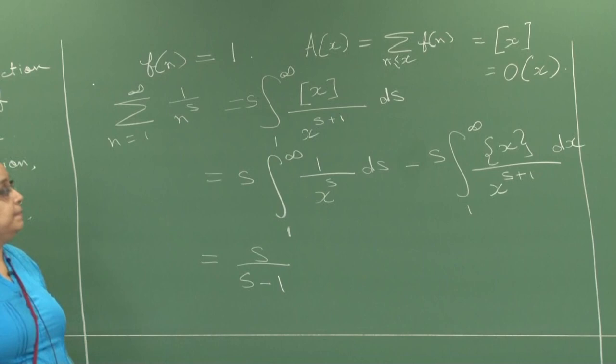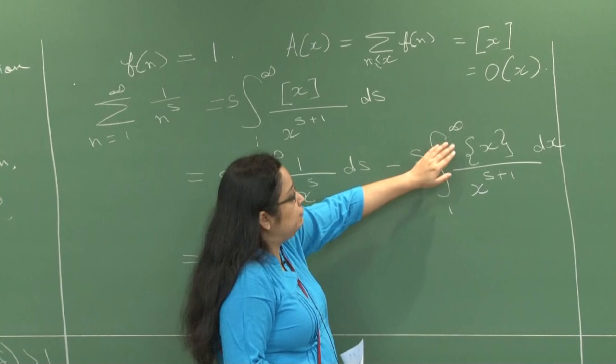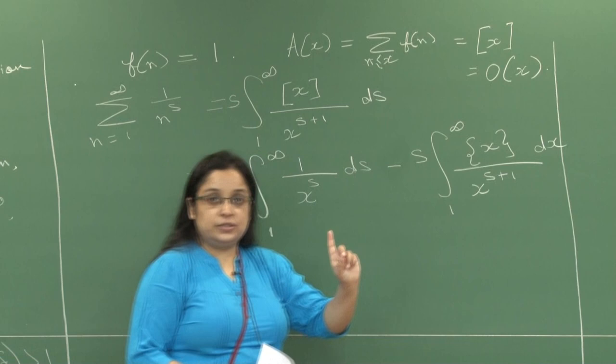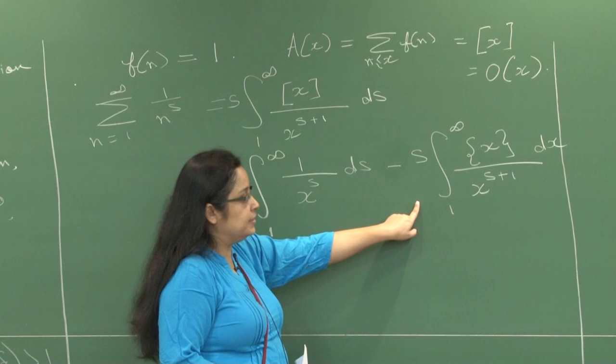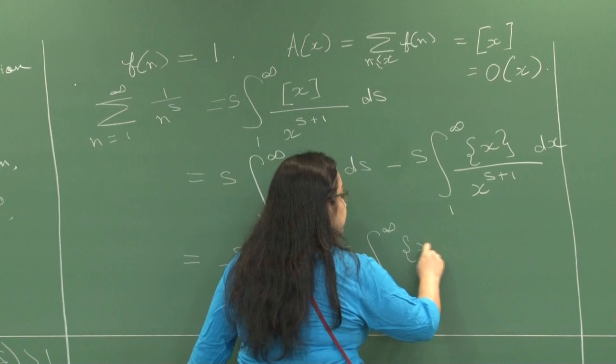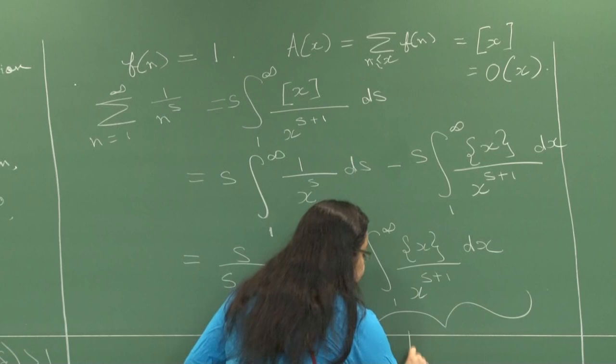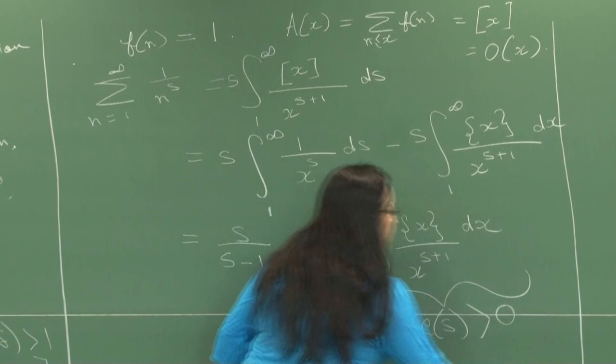And here, the fractional part of x is certainly bounded above by 1. So you have an integral which is O of 1 over x to the sigma plus 1, where sigma denotes the real part of s. And you will observe that this part converges when the real part of s is greater than 0. So this integral represents a function of s which is convergent, or more particularly analytic, in the region where the real part of s is greater than 0.